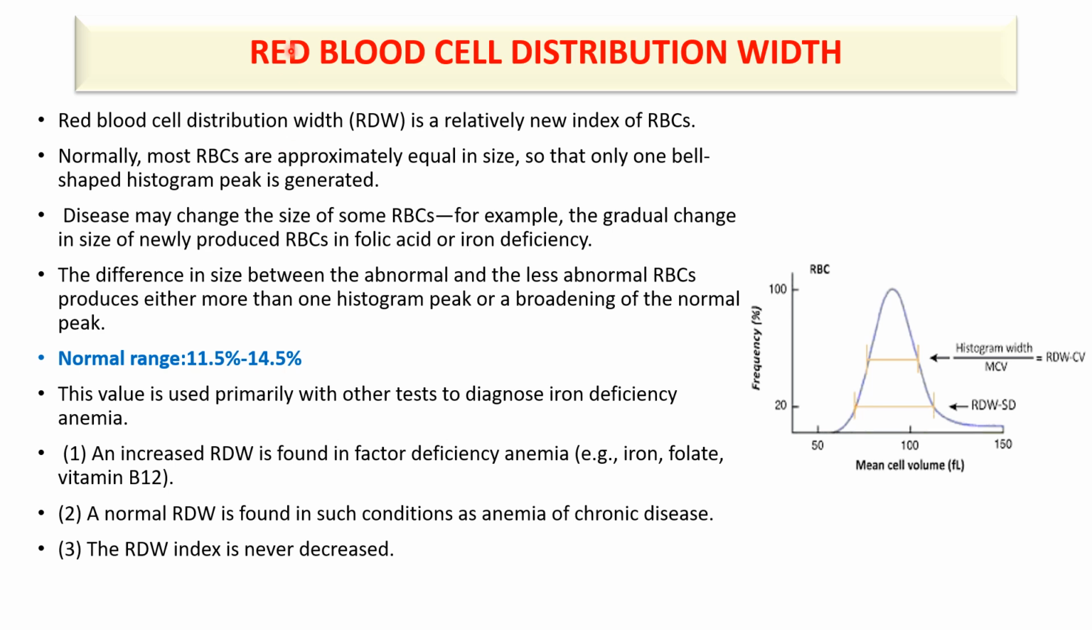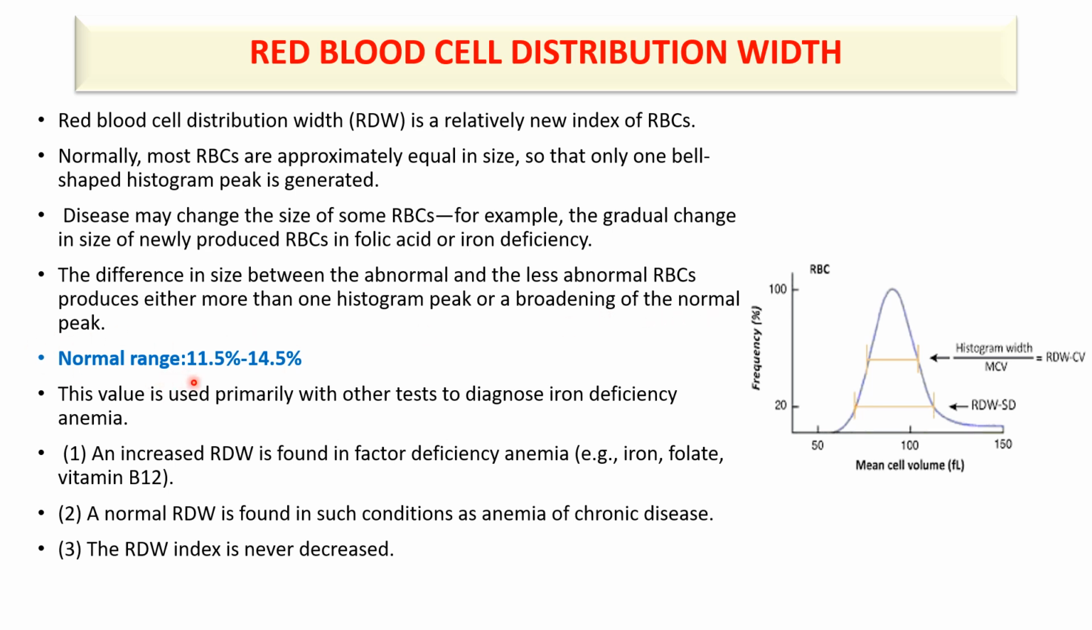Moving on to the next test, which is red blood cell distribution width, that is RDW. This is a relatively new index of RBCs. Normally, most RBCs are approximately equal in size, so that only one bell-shaped histogram peak is generated. Disease may change the size of some RBCs. For example, the gradual change in size of newly produced RBCs in folic acid or iron deficiency. The difference in size between the abnormal and the less abnormal RBCs produces either more than one histogram peak or a broadening of the normal peak.